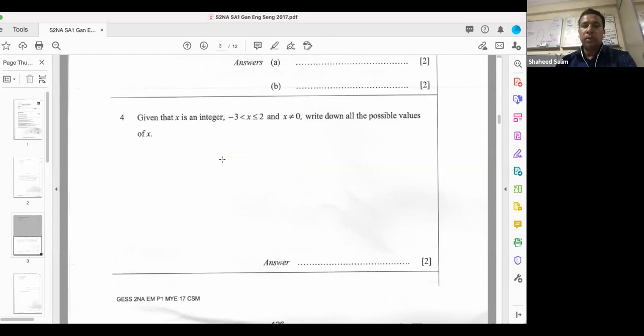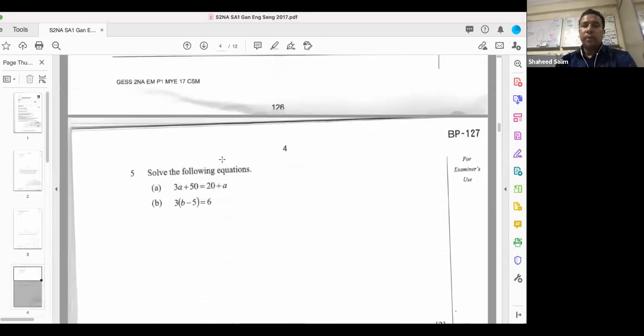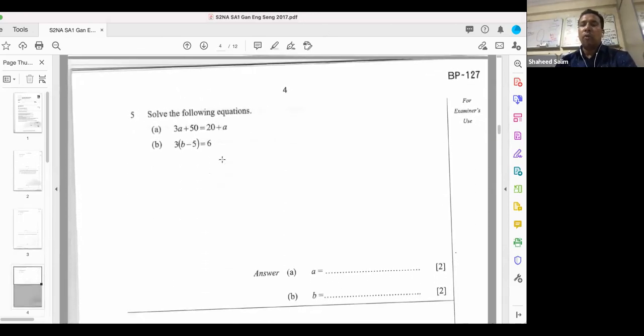Is this one? They ask you to solve. Solve means you must find what is the value of A, what is the value of B.